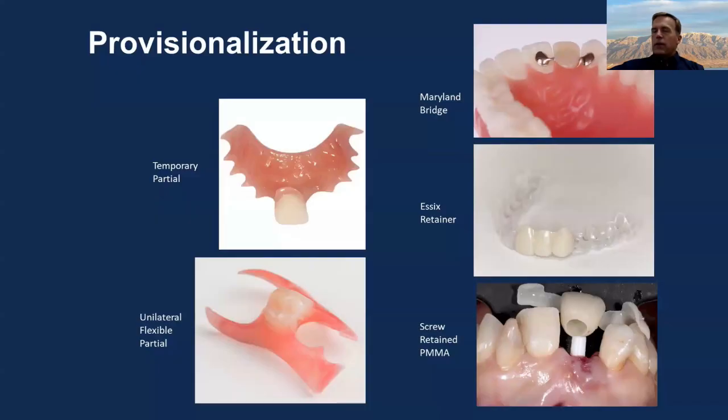So let's talk about provisionalization. Again, why are people buying these implants? Because they want teeth. So they're going to want us to come up with something that we can let them wear for the 2 to 6 months when the implants are healing. There are quite a few options these days, and I just want to talk about them really quick.